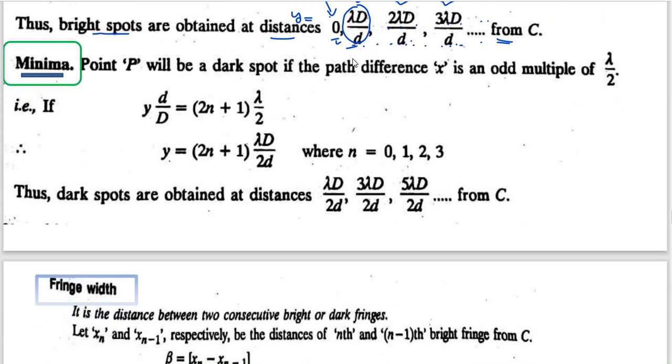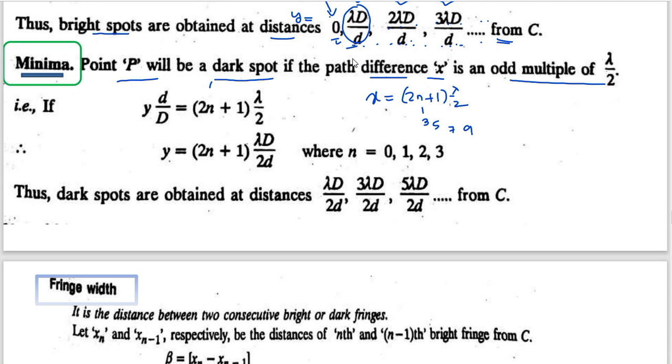The point P will be a dark spot or a minima if the path difference x is an odd multiple of lambda by 2. Odd means an odd number, (2n plus 1) lambda by 2. The odd number may be 1, 3, 5, 7, 9. If lambda by 2 is multiplied by an odd number, then we get minima or a dark spot. If lambda by 2 is multiplied by an even number, then we get maxima or a bright spot.